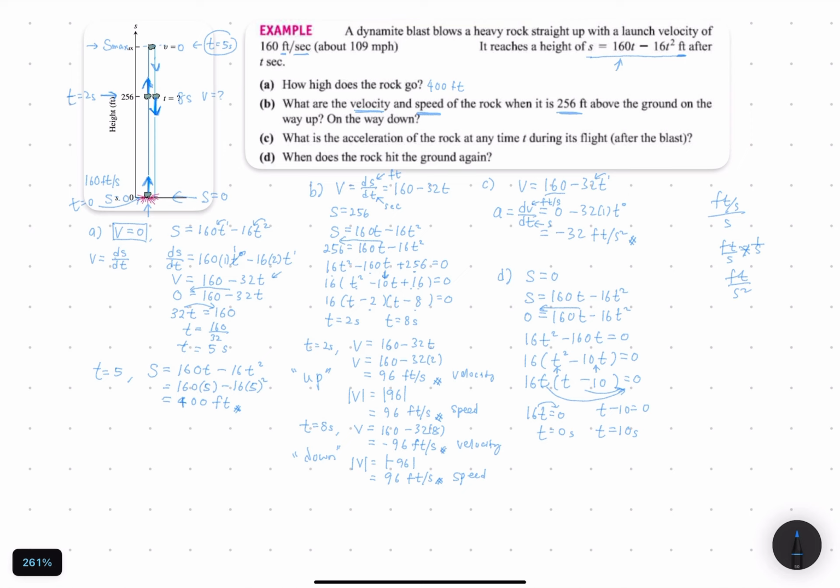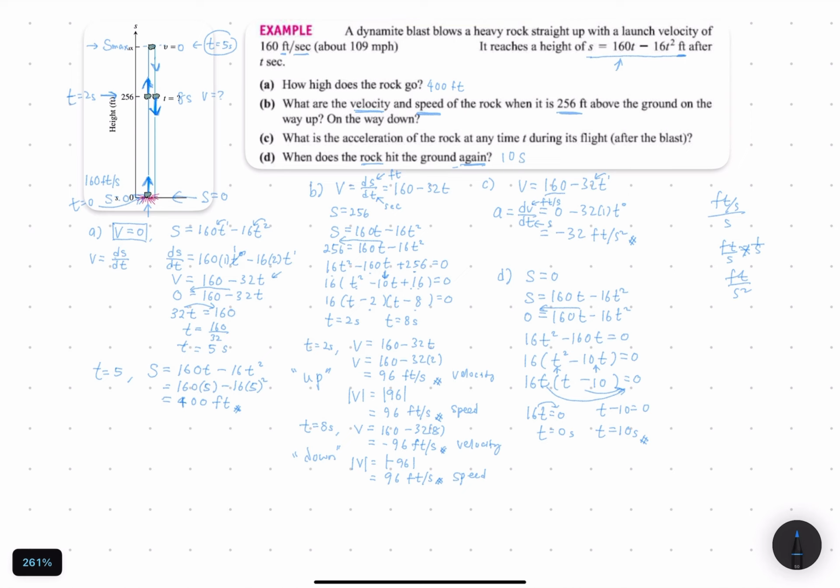But if you want to answer the question, when does the rock hit the ground again? Of course, at the beginning, before it launched, the time is 0. But it will travel up until the maximum, which takes 5 seconds, and then come back to the ground again. So it will take how long? It will take 10 seconds. So the answer for D should be 10 seconds. That is the answer, 10 seconds.